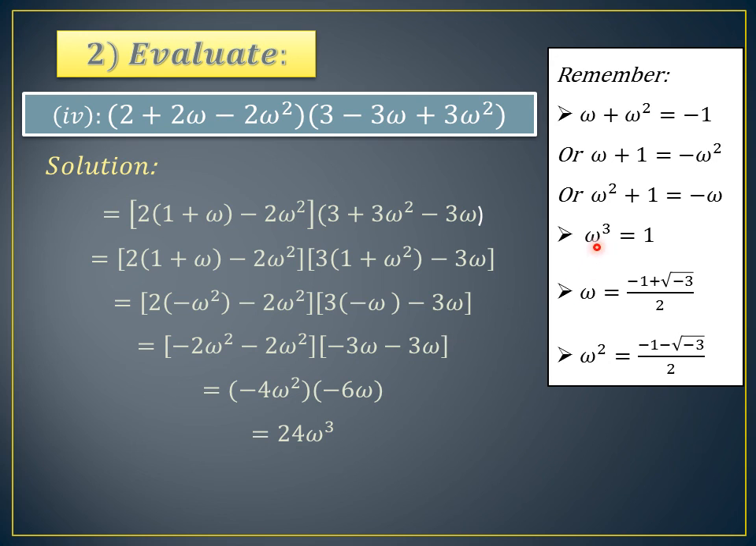The value of omega cube is written as equal to 1, so we cannot leave the answer here because we have the value of omega cube, so we will put it. The value of omega cube is 1, so the cube of 1 is always 1, so our answer will be 24.